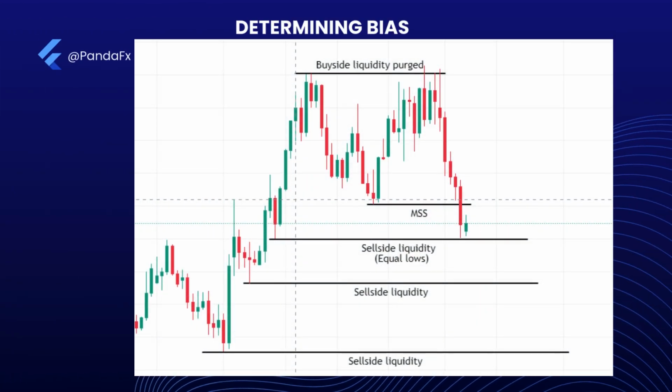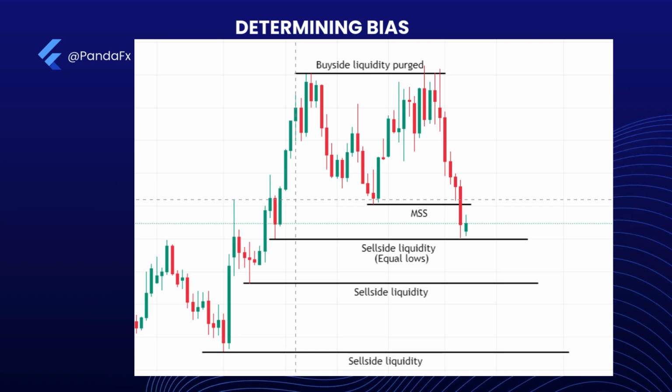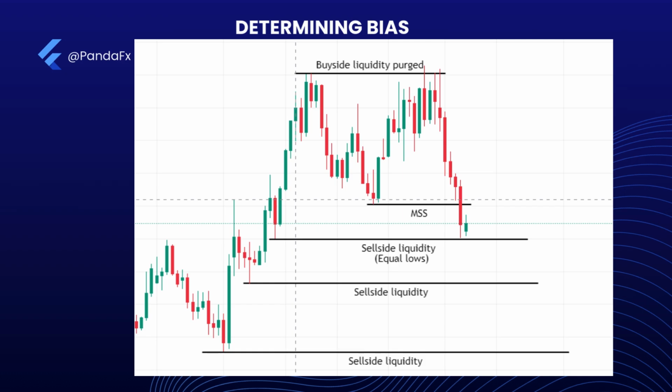So this is an example of determining bias. You can see that first line is where the buy side liquidity was being pushed. You can see how the market sent the week to it. Price went up there, took out the buy stops there. This is a daily chart on the Euro USD. After they took out the buy stops, the market broke downwards, broke structure, and that is called a market structure shift, the MSS.